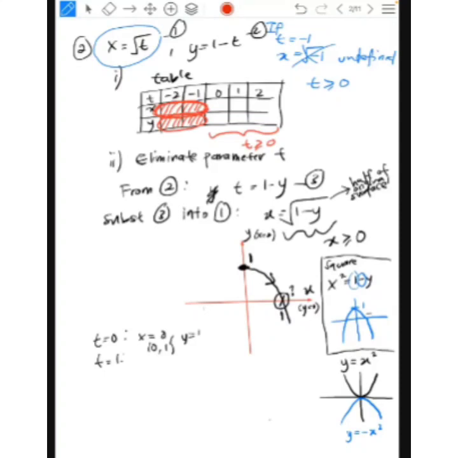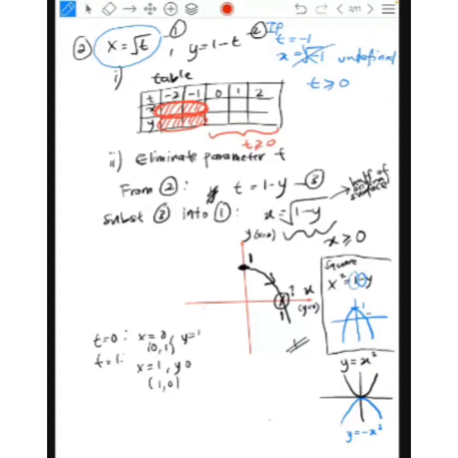If you don't believe that, then try t equals 1. If t equals 1, then x equals 1, y equals 1 minus 1 is 0, which is (1, 0). So it goes here. Okay, it goes down. So this is your answer.